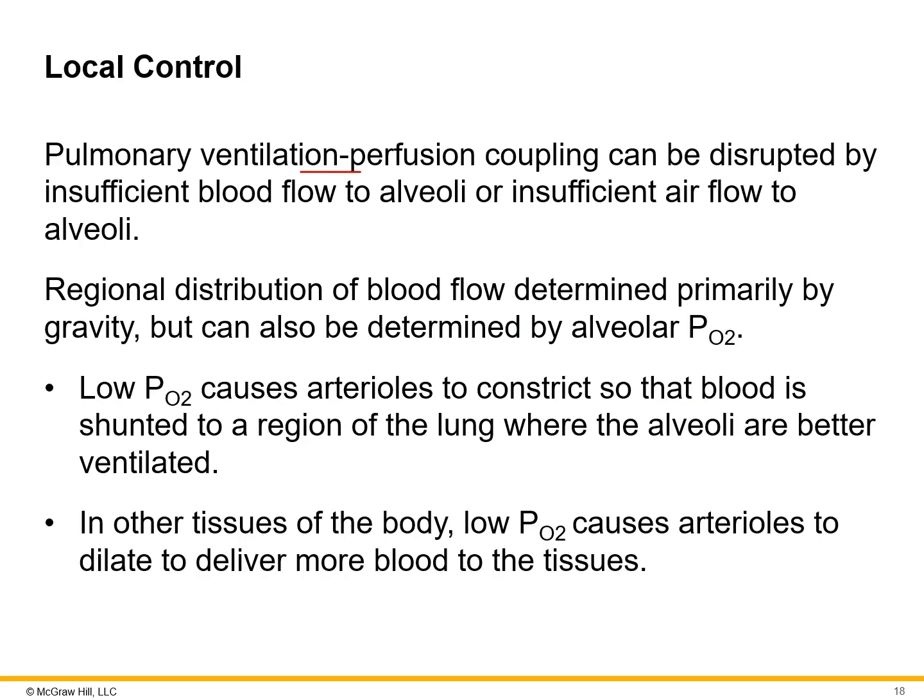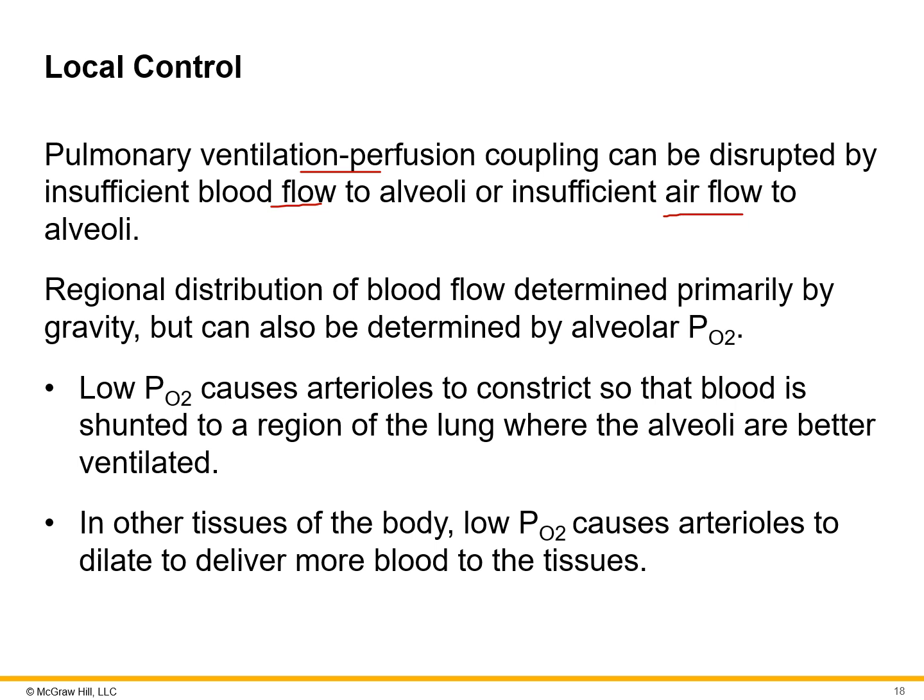Now, the ventilation perfusion coupling can be disrupted, though, by that blood flow since they're related to each other. So blood flow coming in can alter it, as well as insufficient airflow at the alveoli. So at the local control, we have blood flow that plays a part, as well as airflow. Those are the two main contributors.